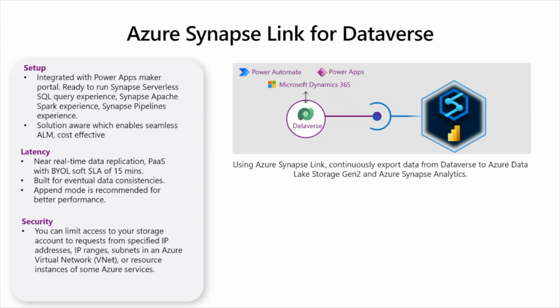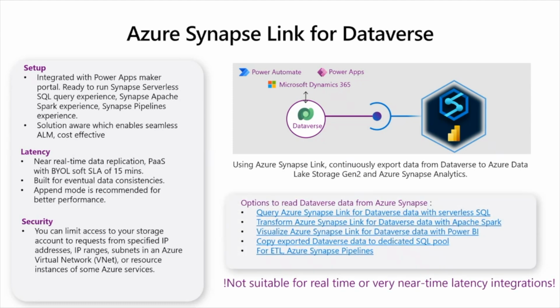Security: you can limit access to your storage account to requests originating from specified IP addresses, IP ranges, subnets in an Azure virtual network, or resource instances of some Azure services. And you can use the Dataverse managed identity to allow access to your Azure Data Lake for your service to run. Once the data is exported, you have the next options to consume it. And maybe this is where the outbound integration becomes more interesting.